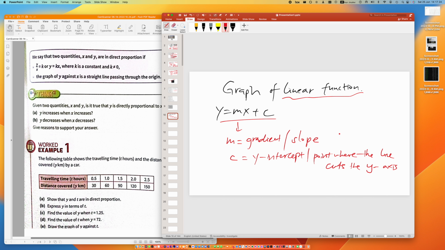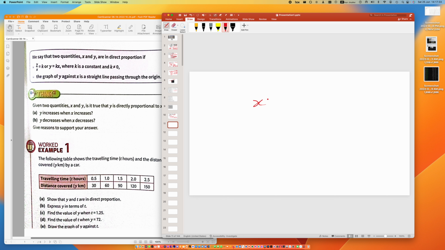What's the meaning of linear function? X to the power 1. Okay, so what about x to the power 2? Is this a linear function? No, this is a quadratic function. Do you think we have learned about quadratic function? Give me an example. So what's a quadratic function? X to the power 2. So this type.